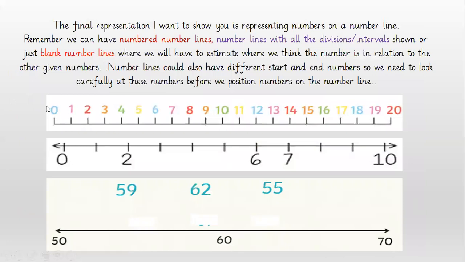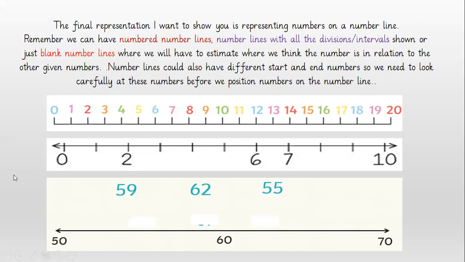The final representation I want to show you is representing numbers on a number line. Now remember, we can have numbered number lines like the first one. We can have number lines where all the divisions or intervals are shown in the second one. Or we can just have a blank number line where we will have to estimate where we think the number needs to be. Number lines could also have different start and end numbers, so we need to look carefully at these before we position numbers on a number line.